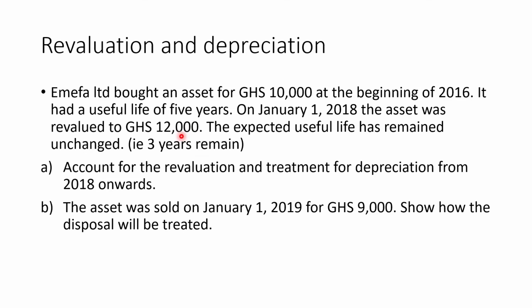Know that carrying value is cost minus accumulated depreciation minus accumulated impairment losses. We don't have any information on impairment losses. We only have accumulated depreciation. So what is the carrying value of the asset as at the time of the revaluation? 6,000 is correct. How did you get 6,000? The cost of 10,000 minus accumulated depreciation of 4,000 will give you 6,000 as the carrying amount.